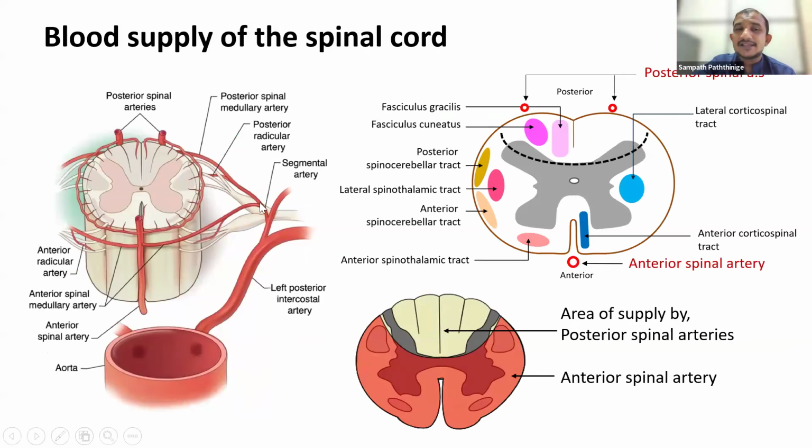So there will be the segmental arteries which are supplying the spinal cord. This anterior spinal artery, the single one, is supplying the anterior 2/3 of the spinal cord, basically except the posterior column. The rest is supplied by the anterior spinal artery.